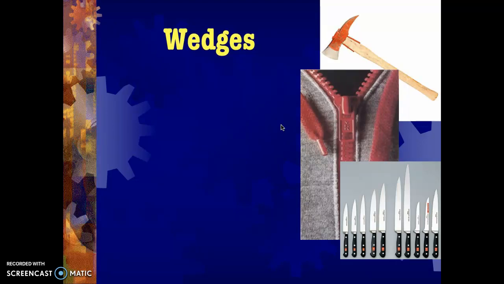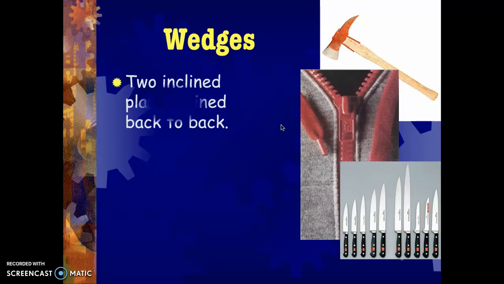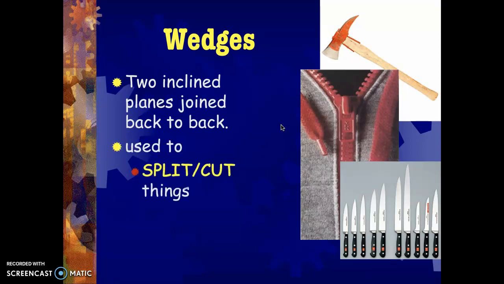Wedges are our next type of simple machine. These include axes, zippers, knives. Wedges also are special types of inclined planes, and a wedge is when two inclined planes have been put back to back. These are used to split and cut things, and also in the case of the zipper, it's used to hold things in place. We could also think of a commonly used wedge as a doorstop, and that would hold the door in place.